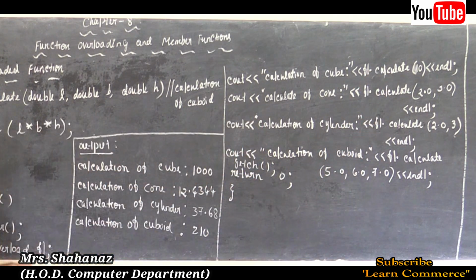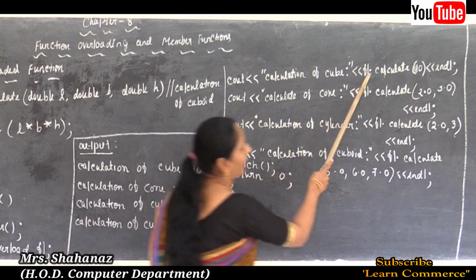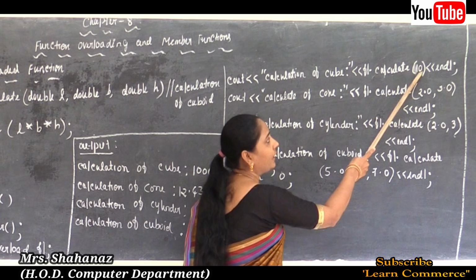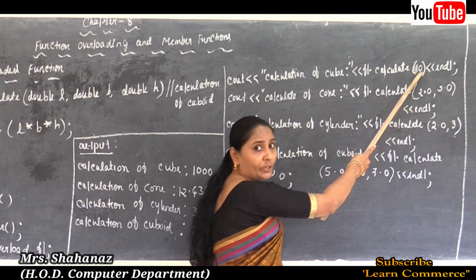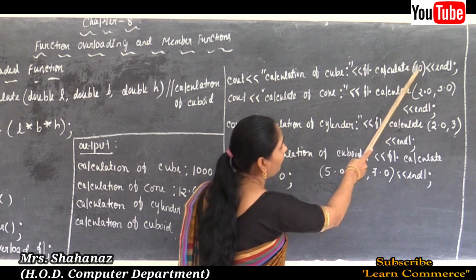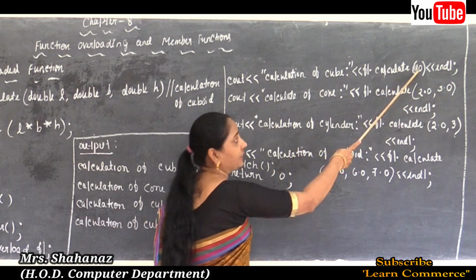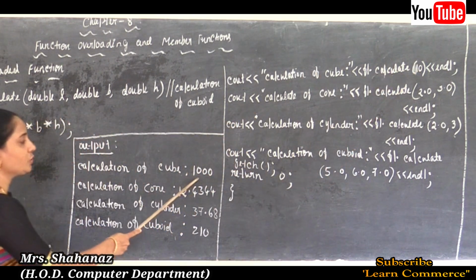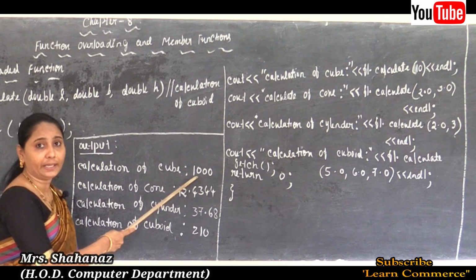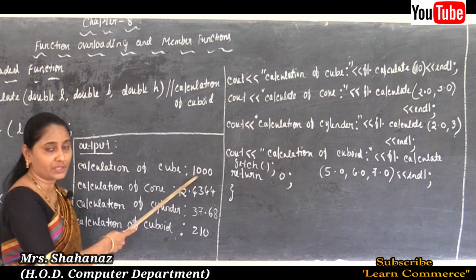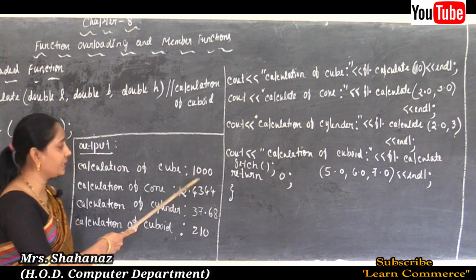Because I already declared the object name as F1, F1 is going to access the function here, and later such value is going to be passed to our function cube. If you take the value as 10 in this case, it is going to multiply 10 into 10 into 10. Because of this the output will be 1000.